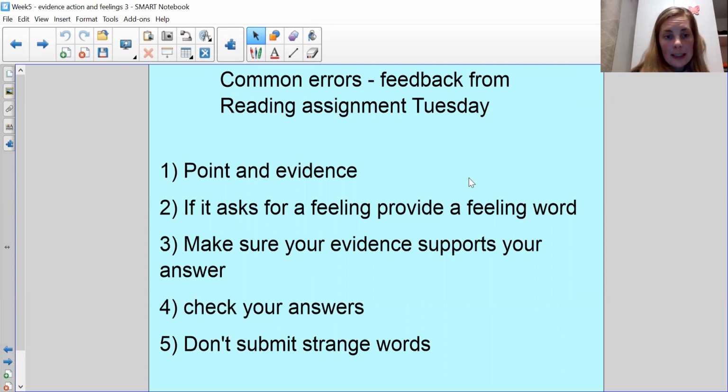Some other things: if it asks for a feeling, you must provide a feeling word, okay? Some of you, when it asked for a feeling, you didn't give me a feeling. You said weird and strange answers like he hiked up the mountain. All right, that is not a feeling. You have to give me the feeling and then give me the evidence from the text to support that feeling. So, how were the Snoggers feeling when they first met Stig? They were feeling shocked. That would be a feeling.